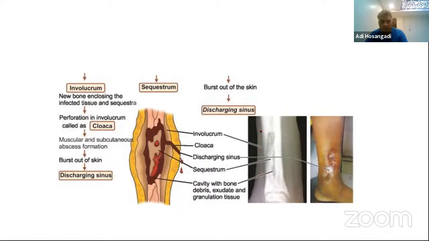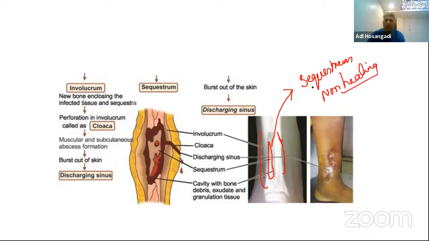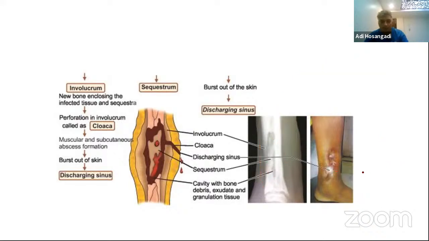So if there is adequate involucrum formation, then only you should remove the sequestrum. Why do you have to remove the sequestrum? Because unless that, the body tries to remove the dead bone. So sequestrum is the most common cause for a non-healing sinus. If the sinus is not healing at all, you should look for an underlying sequestrum. The body is trying to remove the sequestrum through the discharging sinus. That's how the bone spicules, the degraded bone, keep coming out. These words are very, very important.